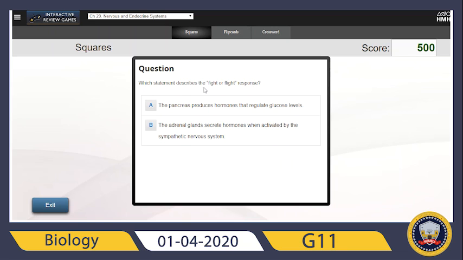Which statement describes the fight or flight response? The pancreas produces hormones that regulate glucose level. The adrenal glands secrete hormones when activated by the sympathetic nervous system. Well, actually, we didn't reach this question yet, because it's the hormones and glands section, the next section. But let's answer it anyway. We know this fight or flight. So, let's try this. Whoa, it's correct. The adrenal gland secretes hormones when activated by the sympathetic nervous system.